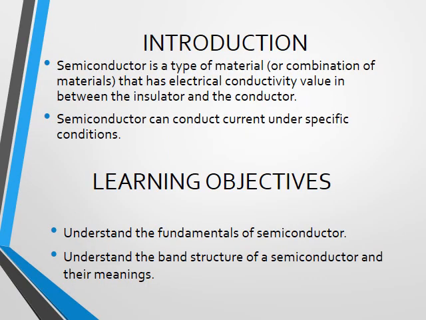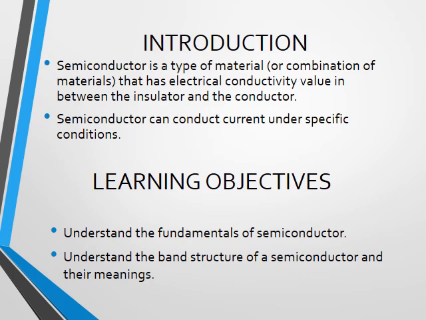I hope you have fully understood the very basic part of a semiconductor that I have covered in the introduction to semiconductor session. We have discussed that a semiconductor is a type of material or a combination of materials that has electrical conductivity value larger than an insulator but smaller than metal, meaning that, as the name goes, the semiconductor can sometimes become an insulator and some other times it can be a metal, or we can say that a semiconductor can conduct current under specific conditions.